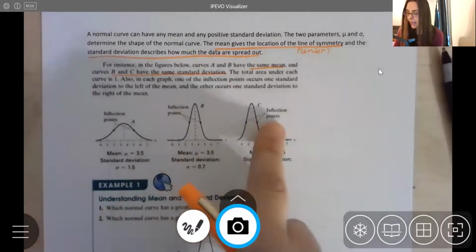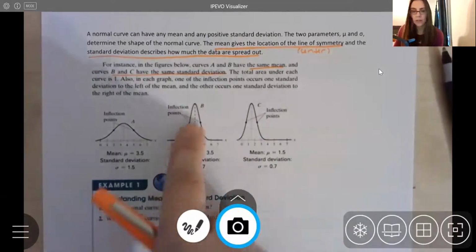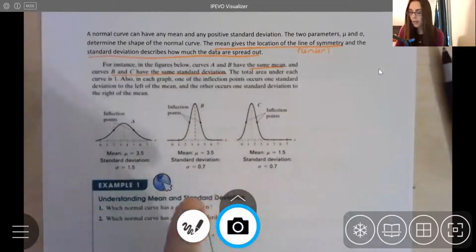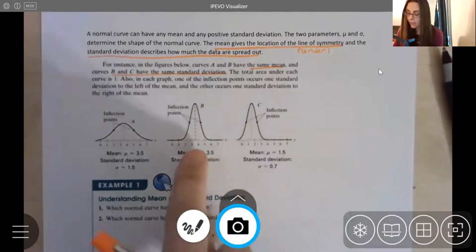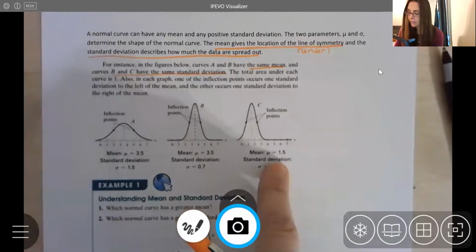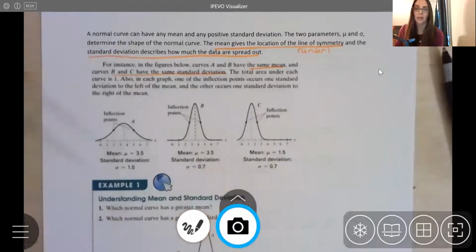B and C actually have the same standard deviation, which is why you see very similar shaped curves there, but they have different means. This one has a mean of 3.5. This one has a mean of 1.5, so you can see that their centers are at different locations, but because they have the same standard deviation, they have much similar shapes.